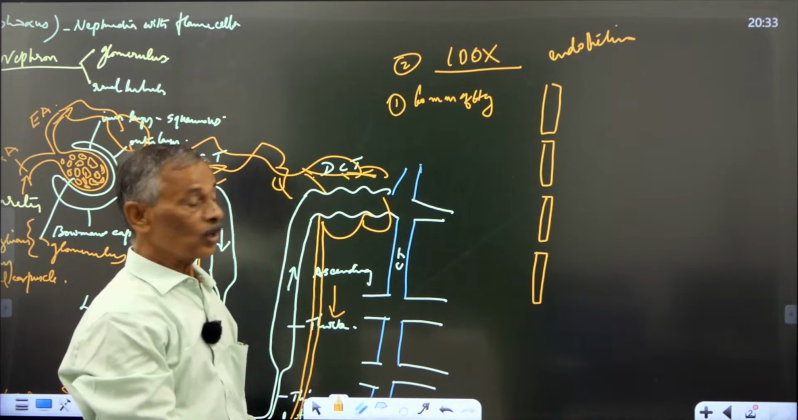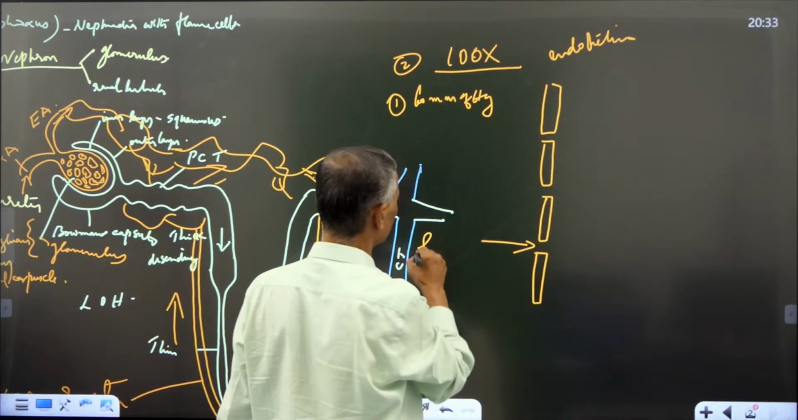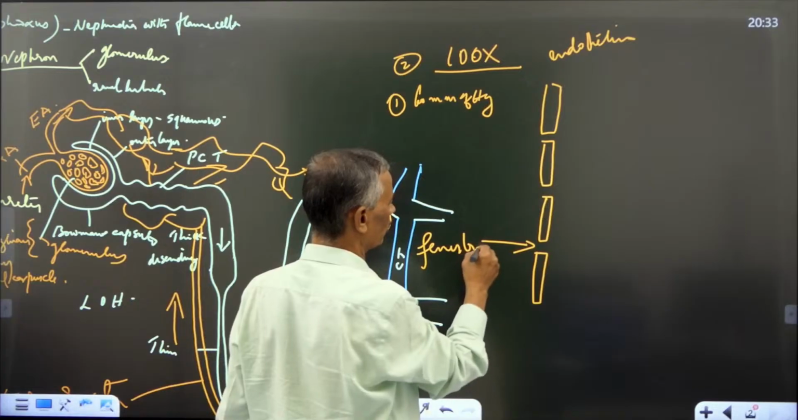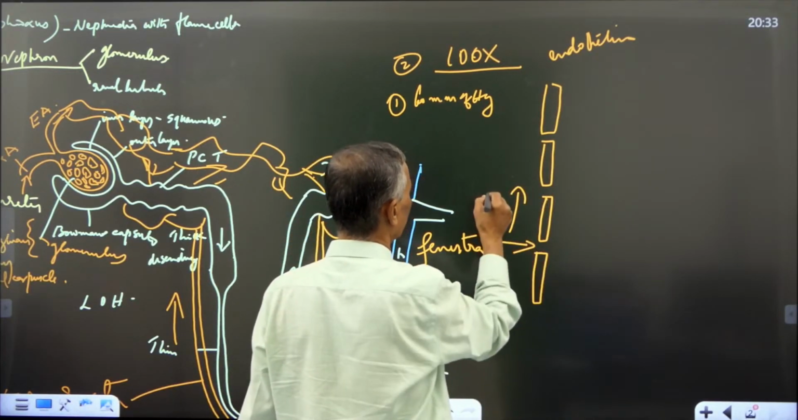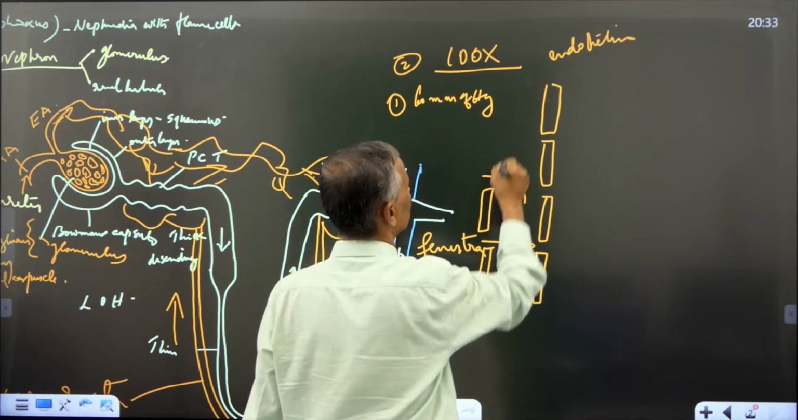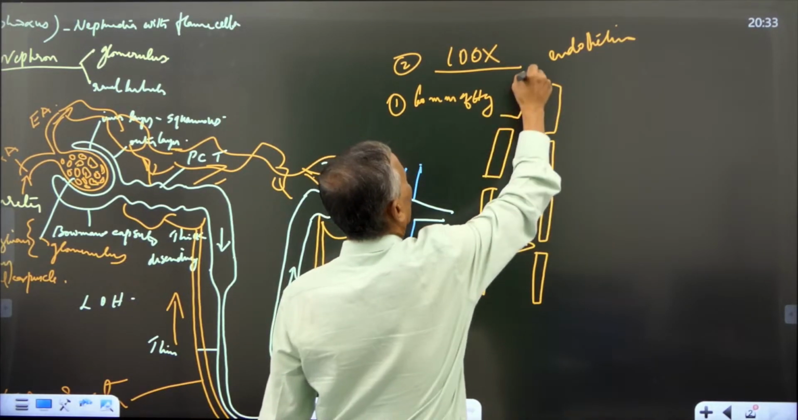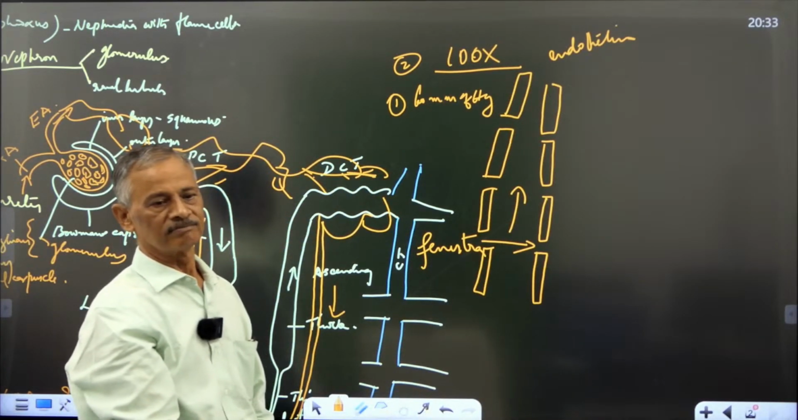Why? Because there are some gaps called fenestra. This word is not in your books. So, as blood is flowing, you will have some gaps called fenestra through which blood can leak. Okay?